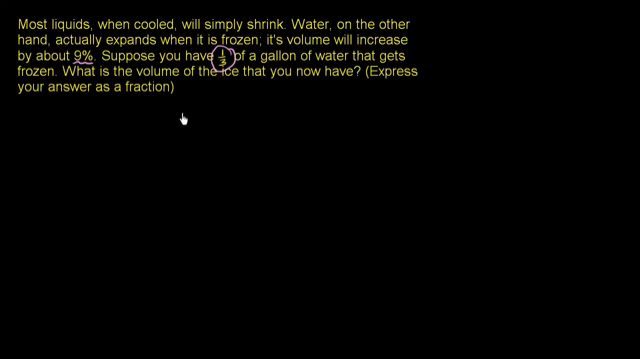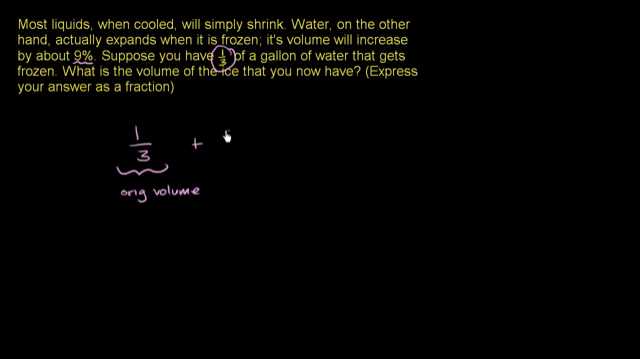So you're starting with 1/3 of a gallon of water. And they tell us that when it gets frozen, when it turns into ice, its volume is going to expand by 9%. So the new volume is going to be your existing volume. So this is the original volume, 1/3 of a gallon. And it's going to expand by 9%. So your frozen volume is going to be original volume plus 9% of your original volume.